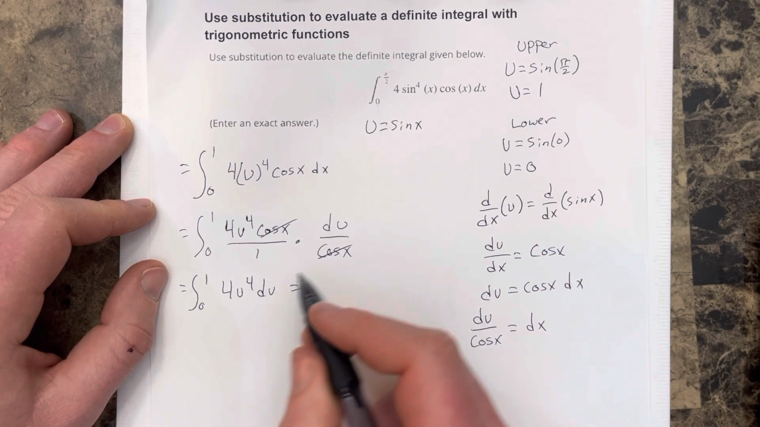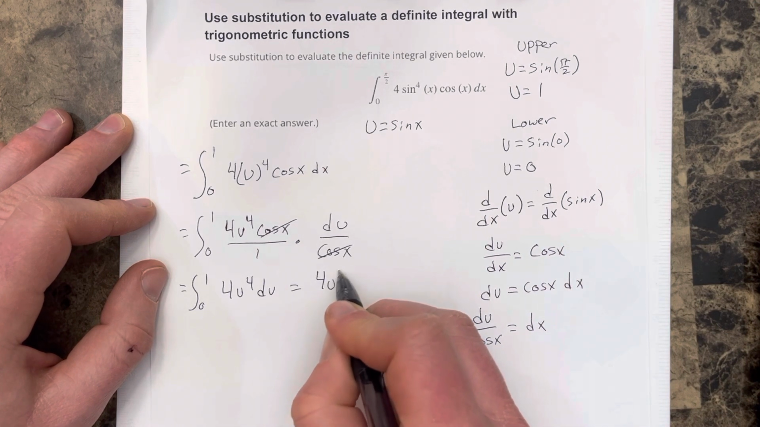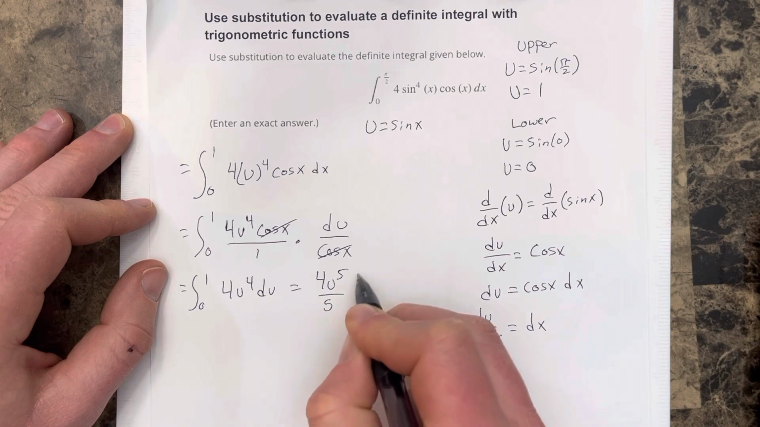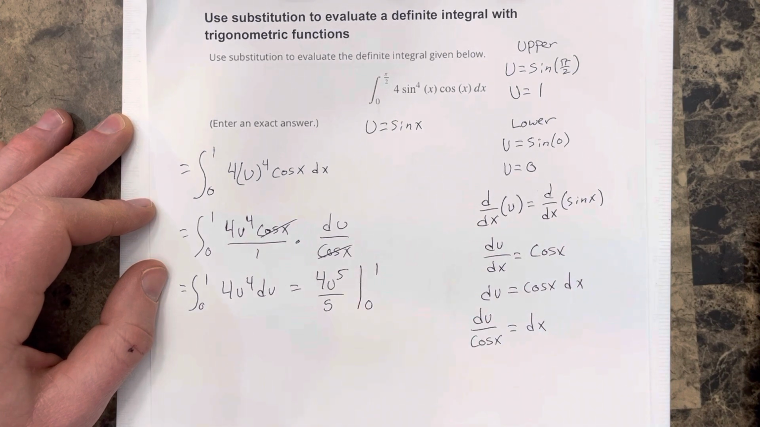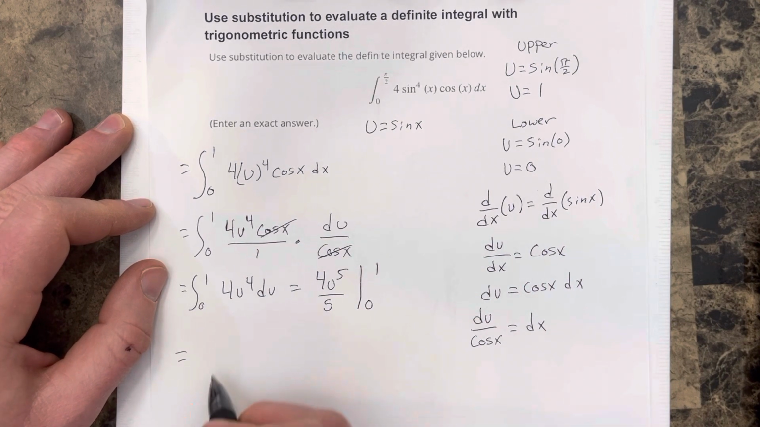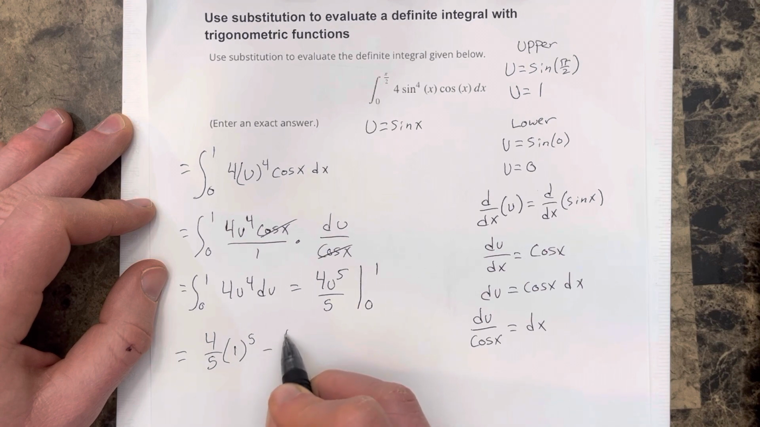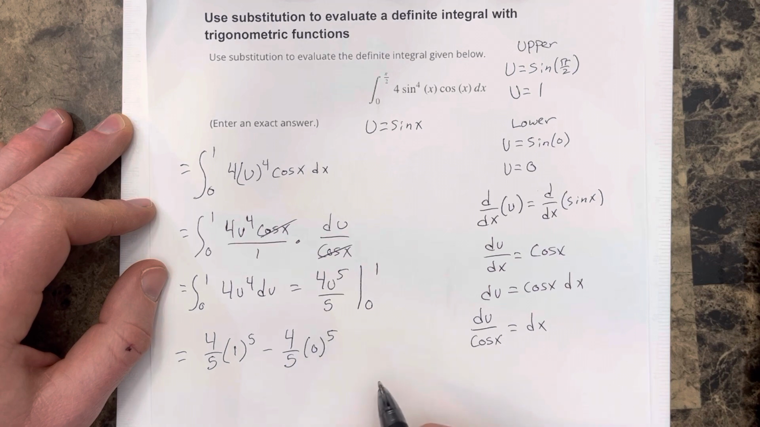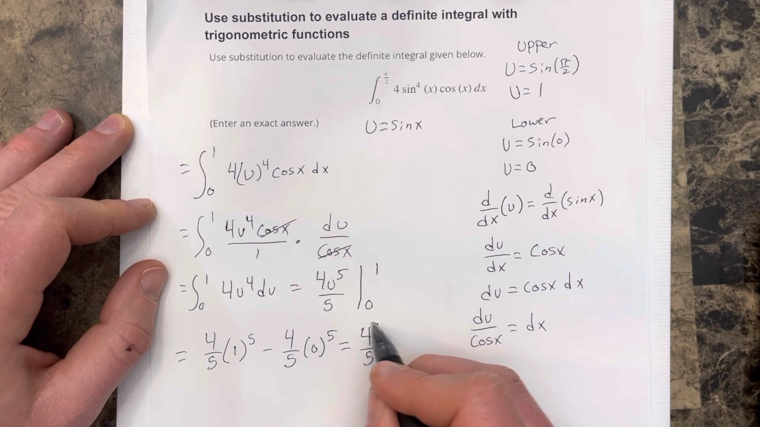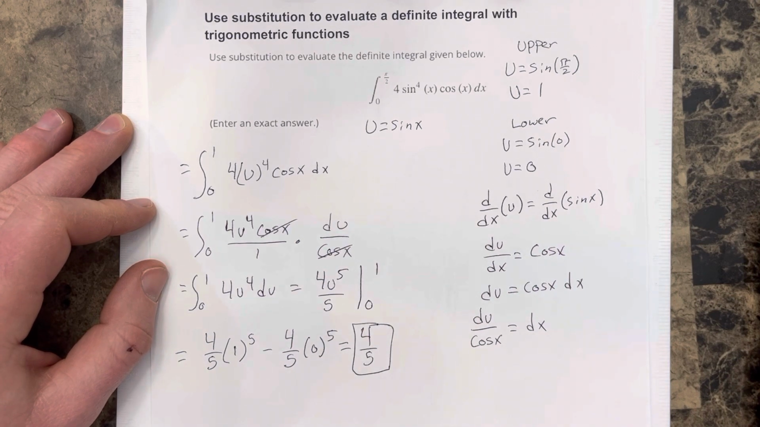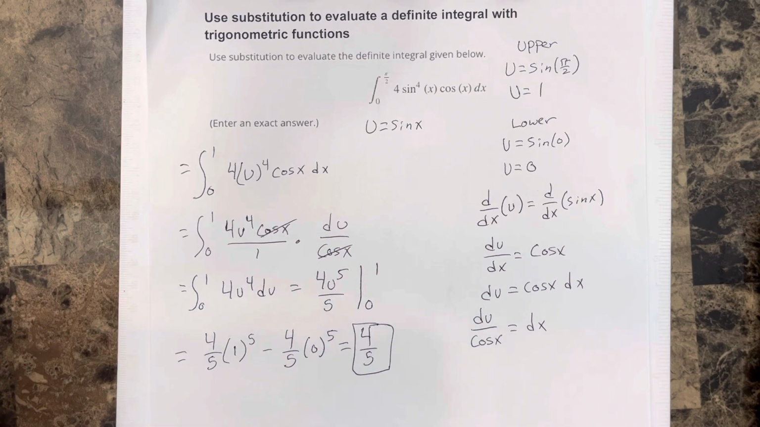When I do the antiderivative there, I get 4 u to the fifth over 5, and I'll be evaluating that from 0 to 1. So I end up with 4/5 times 1 to the fifth minus 4/5 of 0 to the fifth. So that's 1 times 4/5, so I end up with 4/5 minus 0. So 4/5 is my area for the given integral.